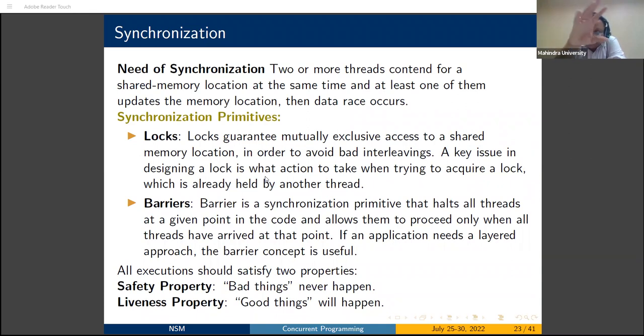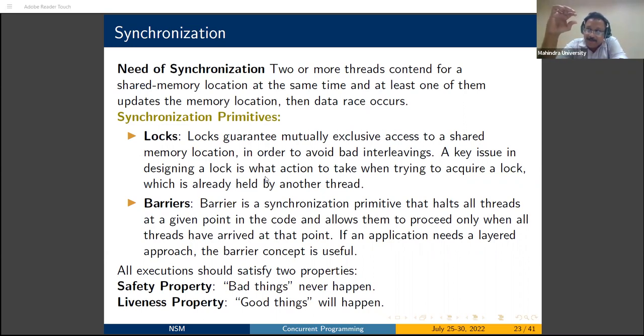To come out from that particular data race problem, we are going to use different synchronization primitives. One is locks, the second one is barriers, and the third one is usually transactional memory. Here, first of all, I would like to discuss locks. What is a lock? In that particular example, we use the reentrant lock.